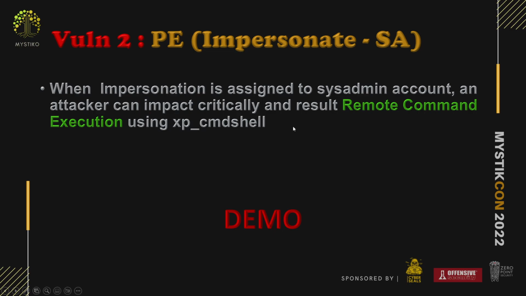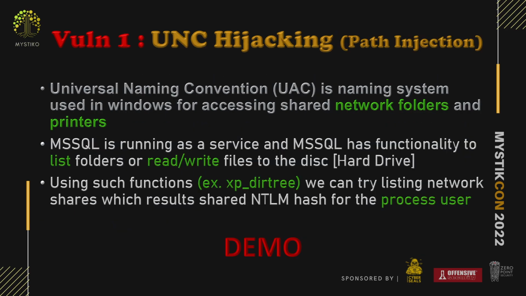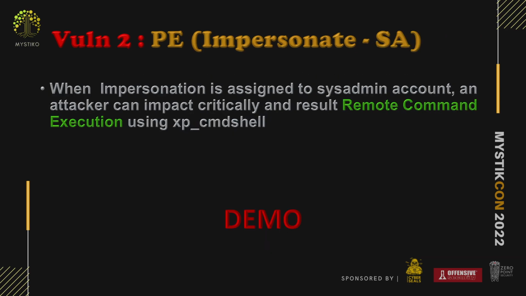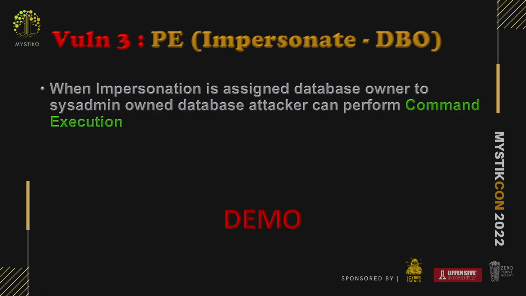So the first vulnerability we have seen is UNC path injection. The second is privilege escalation through impersonate and impersonate SA. So how this works, how my tool can simplify that particular task of impersonating multiple users. The third vulnerability here is impersonating the database owner.